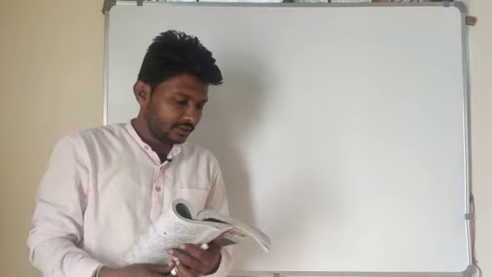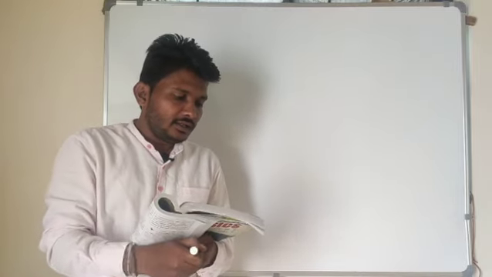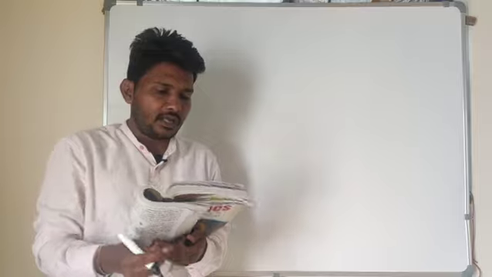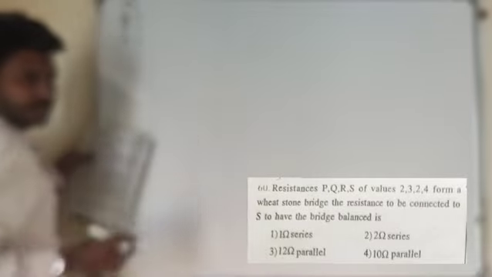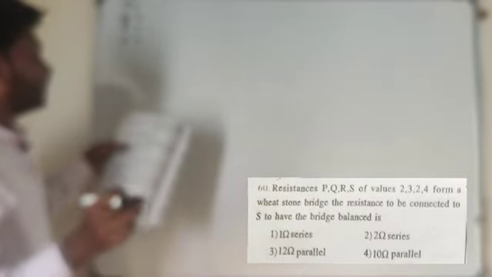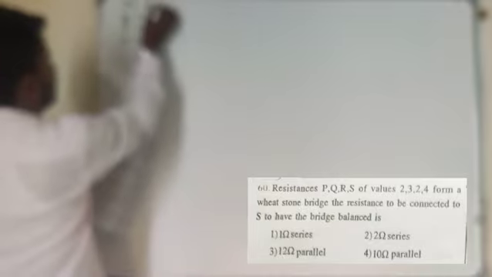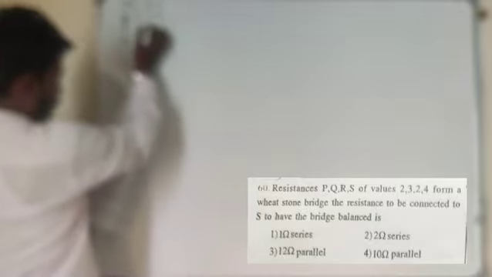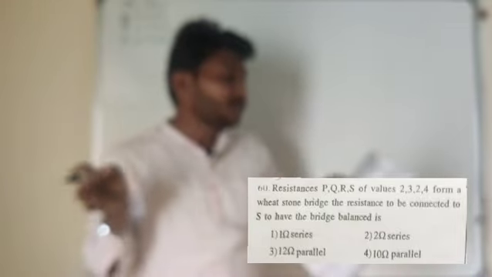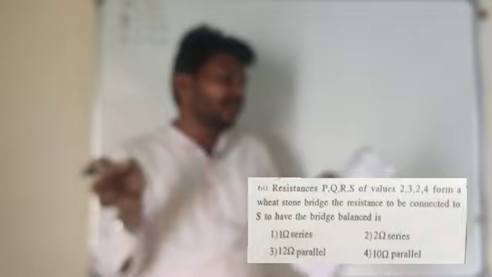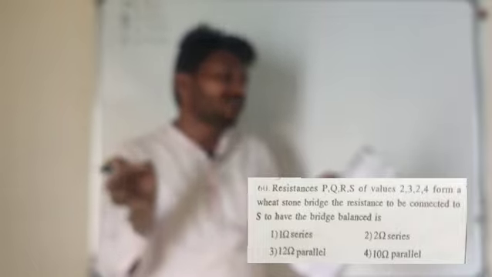I will read out the question. Resistances P, Q, R, S have values 2 ohm, 3 ohm, 2 ohm, 4 ohm. Here 4 resistances are mentioned. Their values P, Q, R and S are 2 ohm, 3 ohm, 2 ohm and 4 ohm. They form a Wheatstone bridge. The resistance to be connected to S to have bridge balance is?